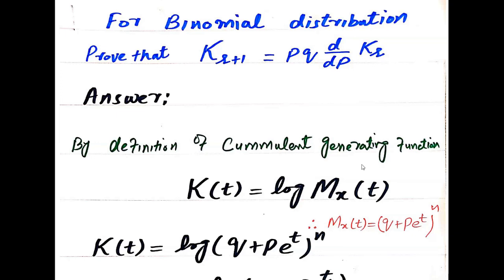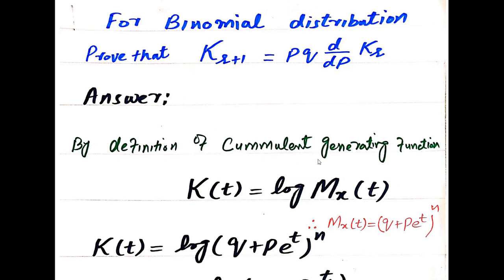In this video, I explain the relation k_{r+1} = pq dk_r/dp for the binomial distribution. In this video, we also prove the first four cumulants and moments about the mean. K represents cumulant here. So now let's start.